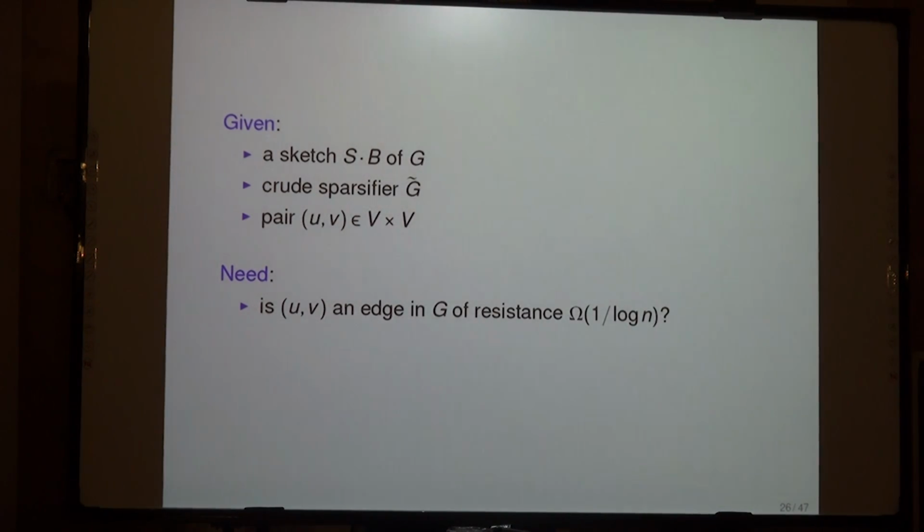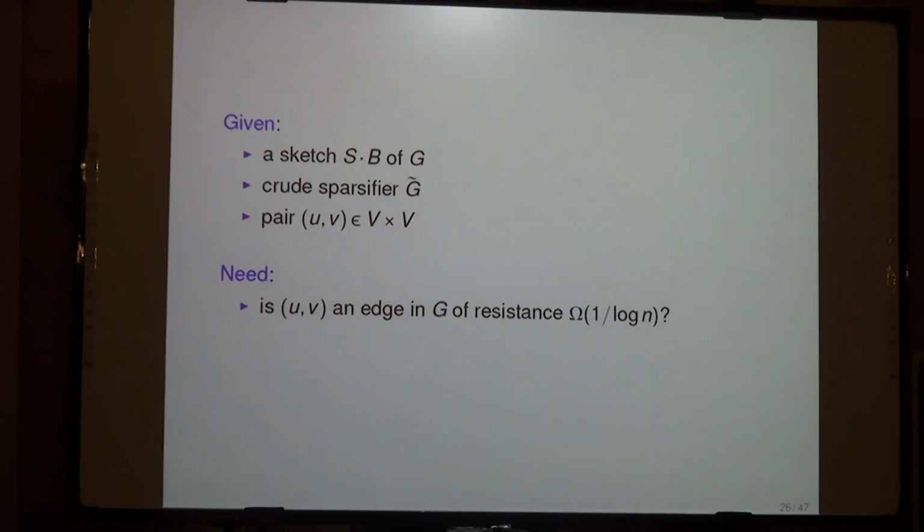Okay, good. So this is what I would like to do. I would like to design a tester of the following type. I'm given a crude sparsifier G tilde of G, and I'm given a sketch S times B of G. I'll get to design this sketch. And I'm also given a pair U comma V. What I want to know is the following question: is it true that the edge UV is in the graph G, and it's a high effective resistance edge?